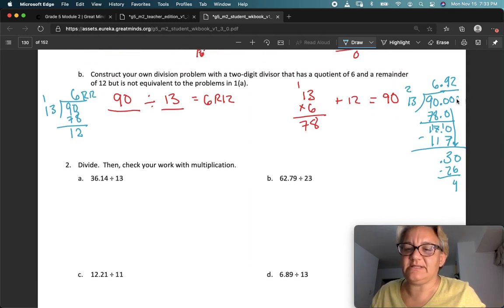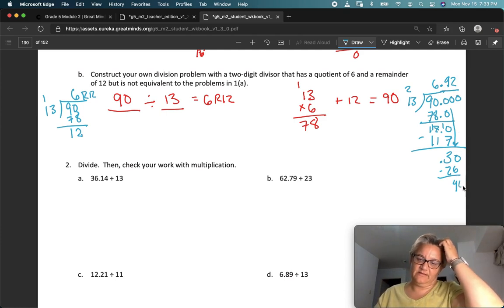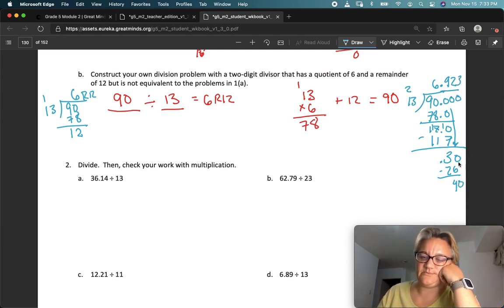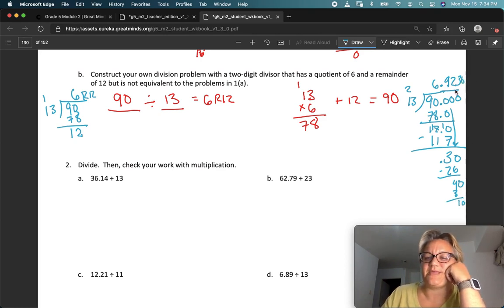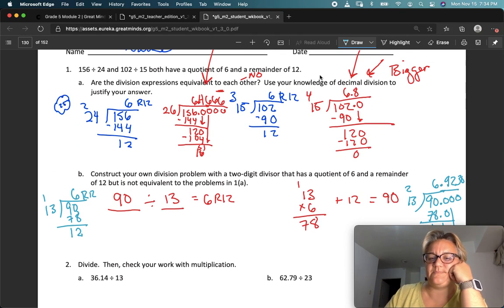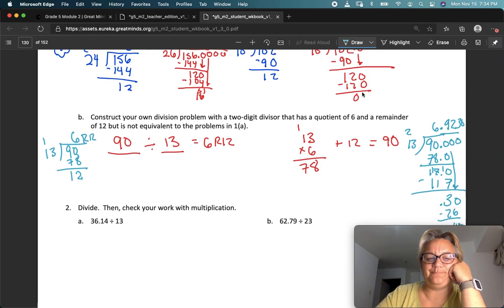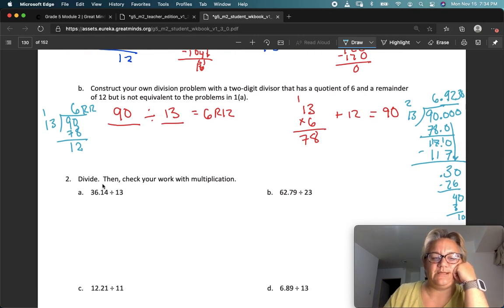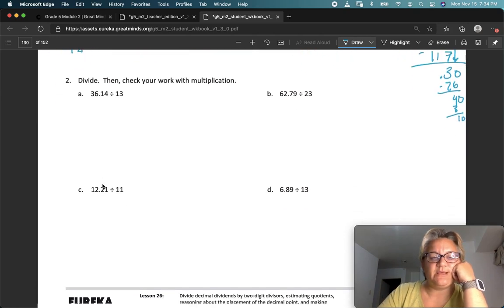And I can go down into the thousandths too. I'm not going to go beyond that, but 3, which would be 39. And 10, so 0. Okay, that number could keep going. But 6.9, this problem is actually bigger than this problem, right? So, number 2. All right, let's move on.